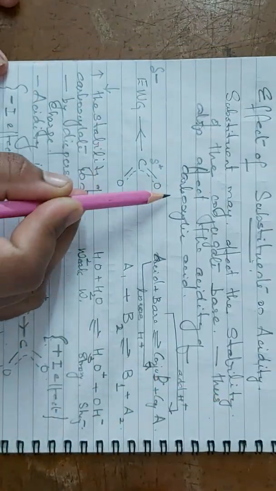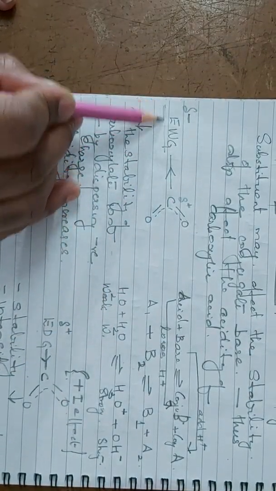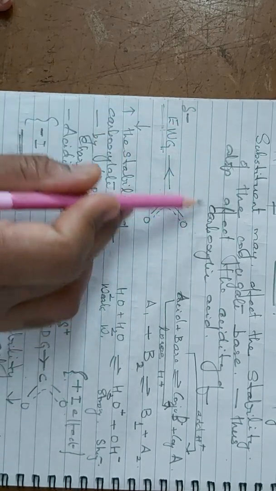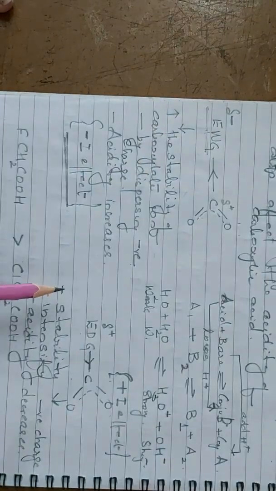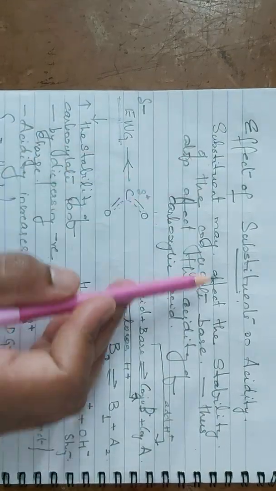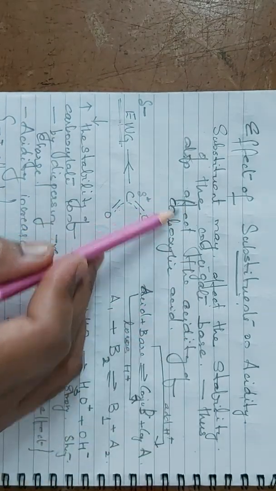Okay, this is the carboxylate unit, and there is a substituent here. Now, how does the presence of a substituent affect the acidity of this carboxylate unit? That's the next concept we need to understand. The substituent may affect the stability of the conjugate base, and this also affects the acidity.